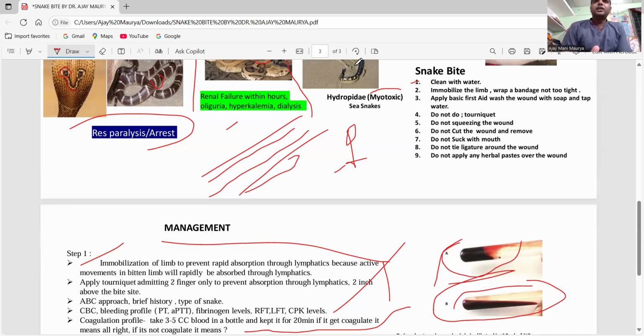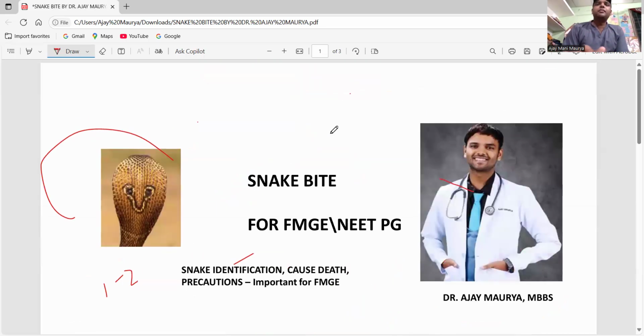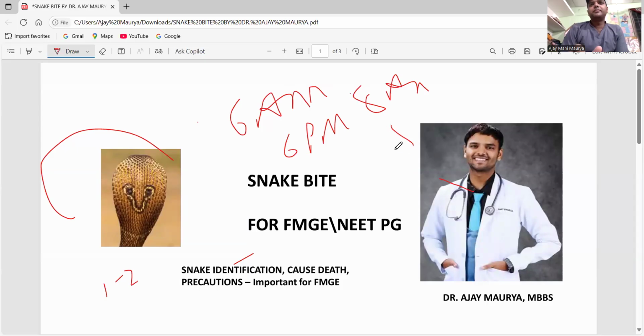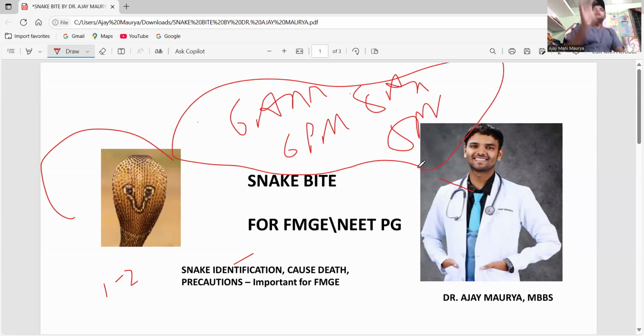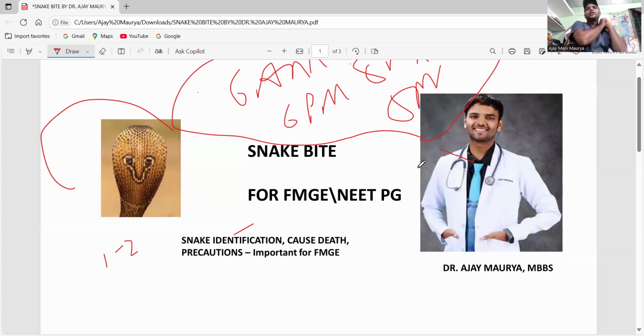Now remember one thing, guys. Snake bites mostly happen between 6 a.m. to 8 a.m. and 6 p.m. to 8 p.m. Snake bite will most probably happen at this time only, because this is the time they come outside for food and for exercise. That's it, guys, so that's all for the snake bite.